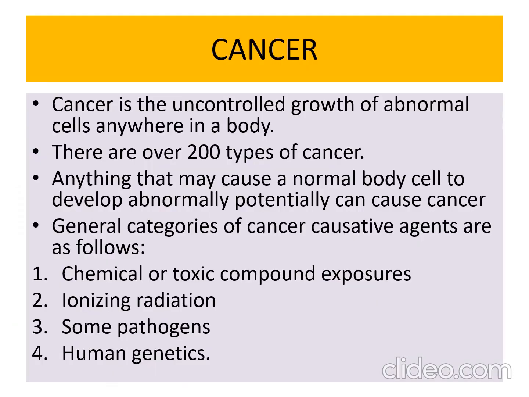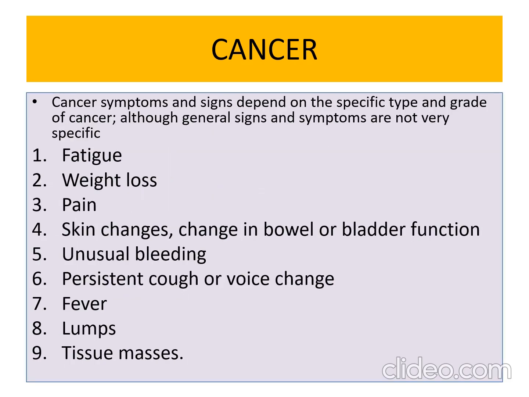Cancer is uncontrolled growth of abnormal cells anywhere in the body. There are about 200 types of cancers. Anything that may cause a normal body cell to develop abnormally can potentially cause cancer. General categories of cancer causative agents are chemical or toxic compound exposure, ionizing radiations, some pathogens, and human genetics.